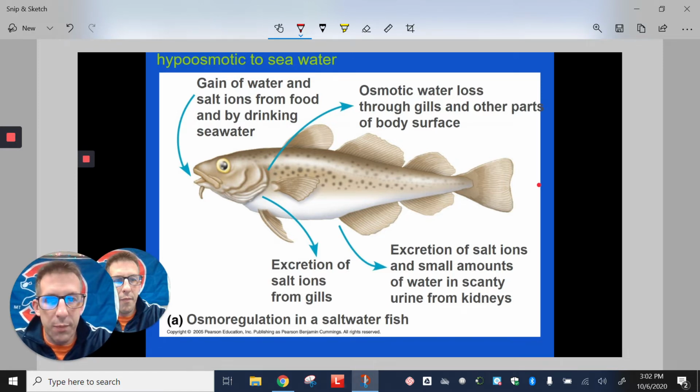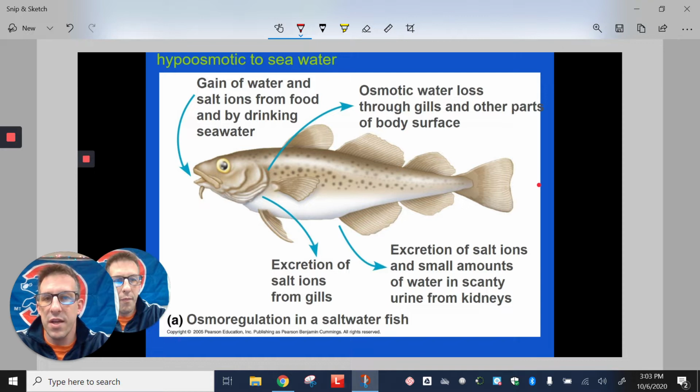Anyhow, let's break down this picture. We are looking at a saltwater fish, and we're going to talk about how this thing osmoregulates when it lives in salt water, because we know that some animals like salt water and some don't. So let's see how this guy deals with salt water. Now, the statement up at the top in green says hypoosmotic to seawater. So that tells us some things about him and the seawater.